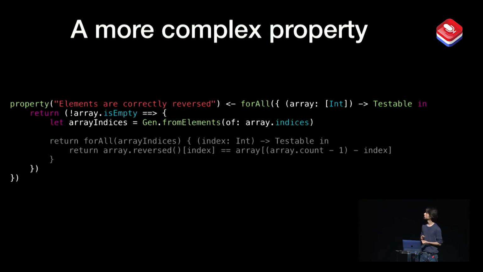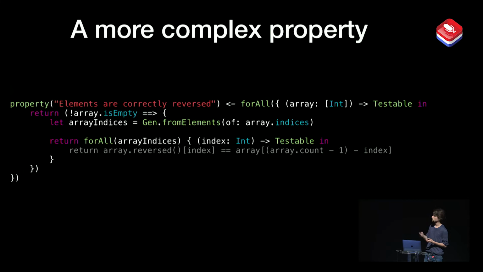Then what we do is that we get a random index, but we don't want just any int. We want an int that is a valid index for the array. So we do it using the helper function gen from elements, and the elements being the indices of the array. And then we return another property, so it's kind of a flat map.